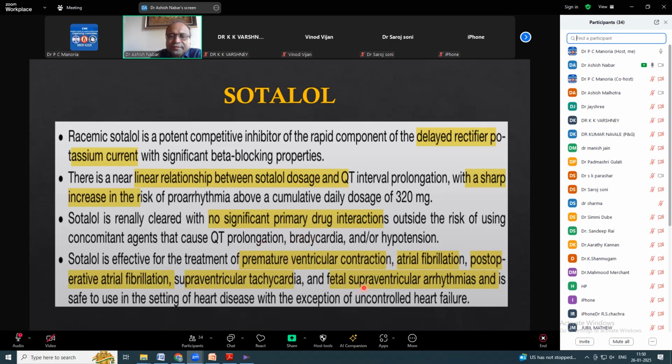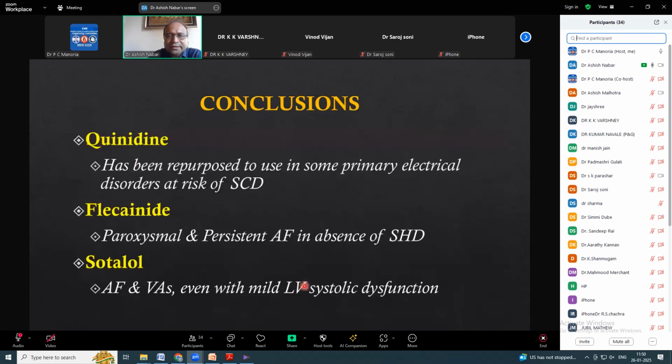Again, it is used in some fetal supraventricular arrhythmias, and these days SVTs are generally ablated. But if there is a refusal from the side of the patient for whatever reasons best known to him, then sotalol can help you more than some of the simpler drugs that you normally use. So I think I'll conclude here.